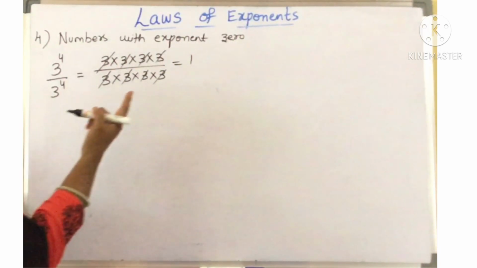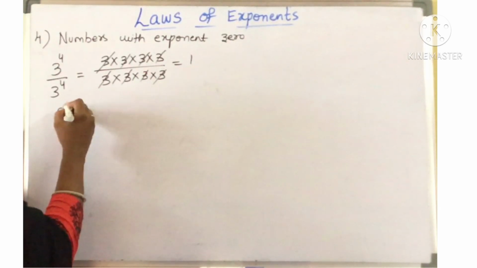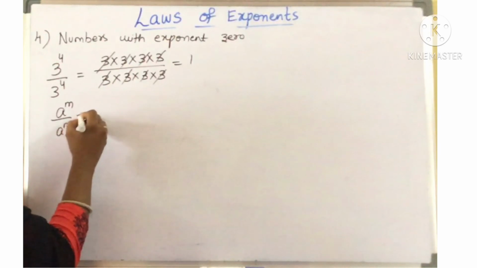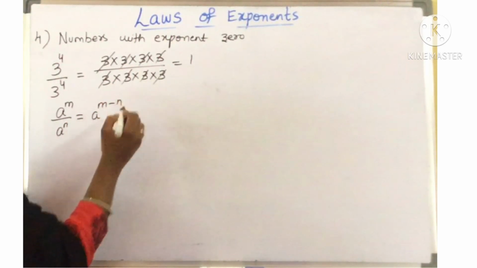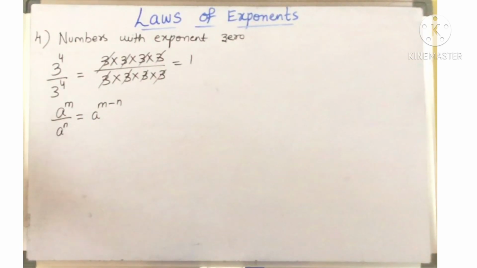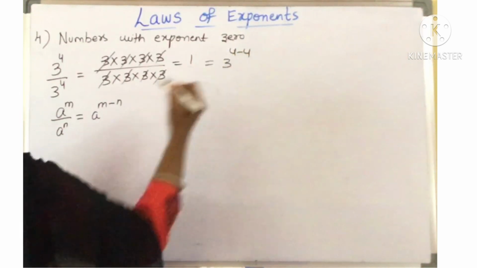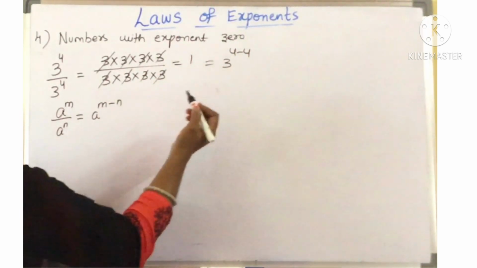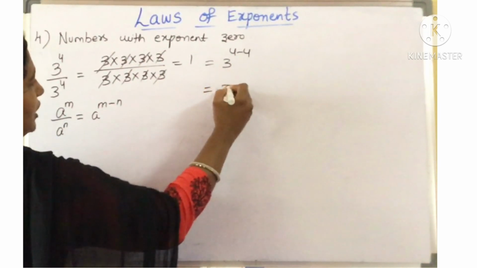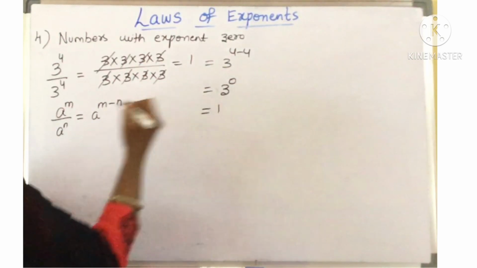So the result can also be determined how? We can apply the law. Just now we discussed a to the power of m by a to the power of n is nothing but a to the power of m minus n. Right? And just now we discussed, children, this is the division. What is the general formula of that? Dividing powers with the same base. So when you apply this, you will get 3 to the power of 4 minus 4. So 3 to the power of 4 minus 4 is nothing but 3 to the power of 0. Right? So 3 to the power of 0 is nothing but 1.